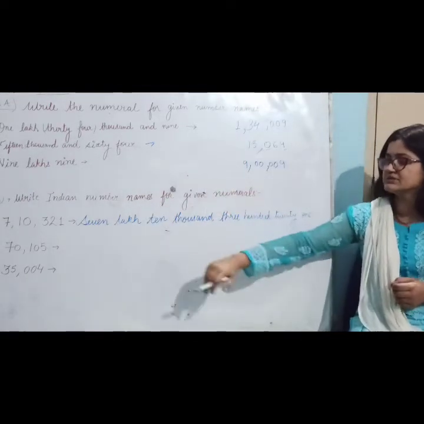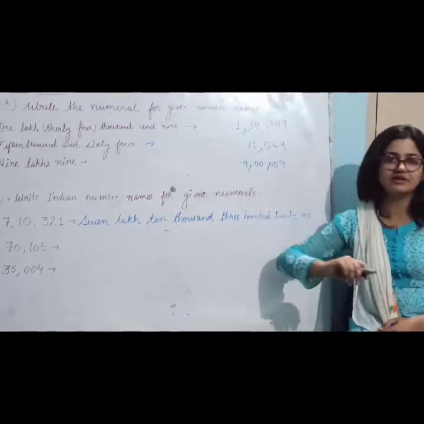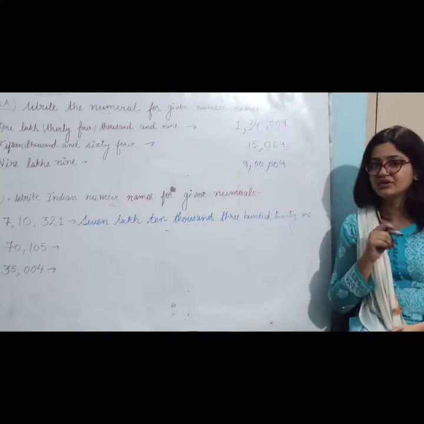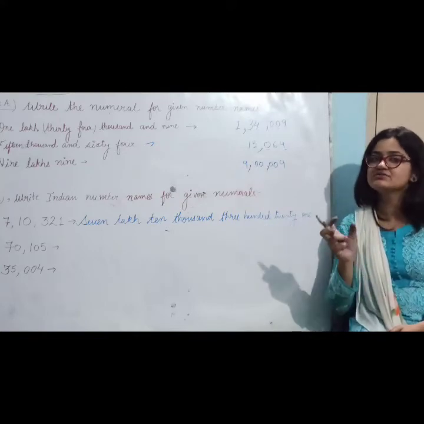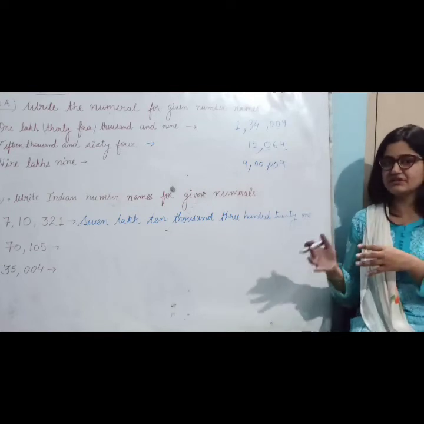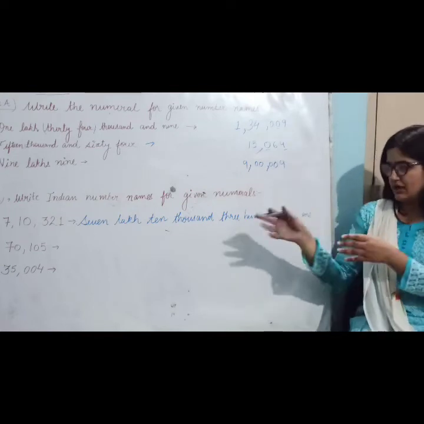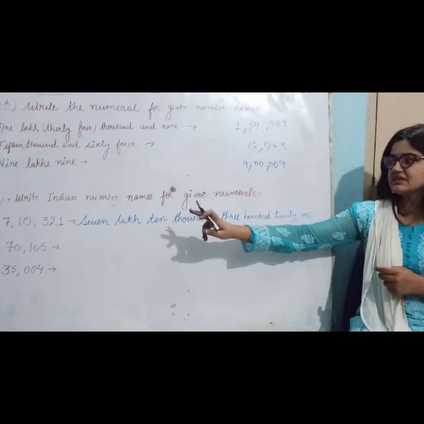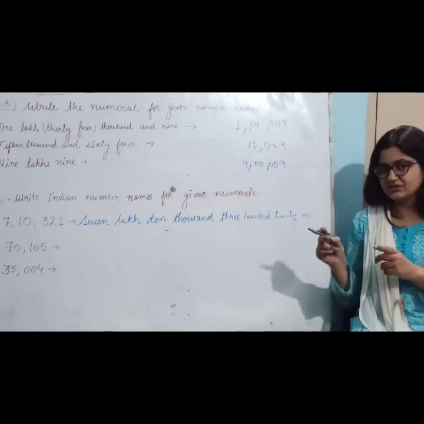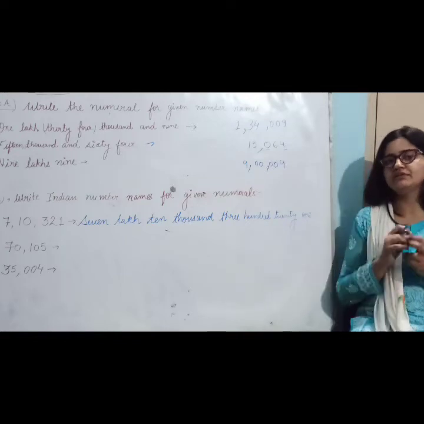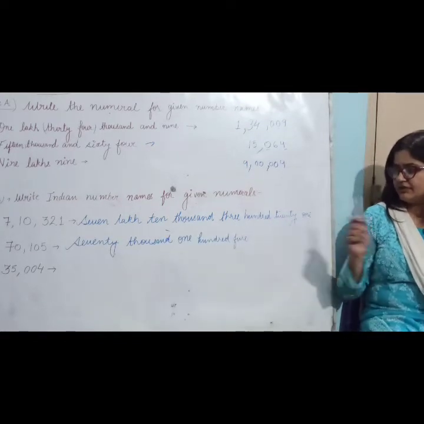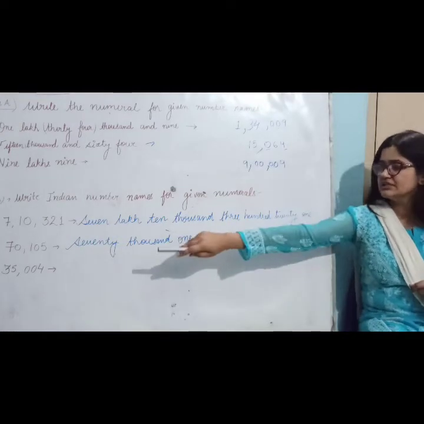Okay, now come to the next one. 70,105. Just see, 105 is in which group? Hundreds group. So 105 is recited as 105. And before that, 70 is given. And 70 is in which group? Thousands group. So the answer will be 70 thousand 105.